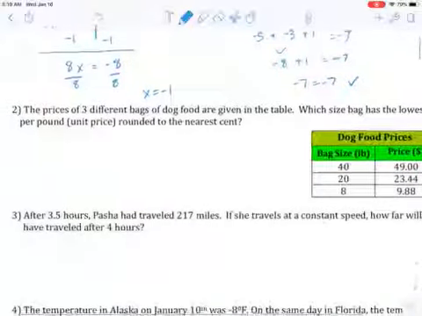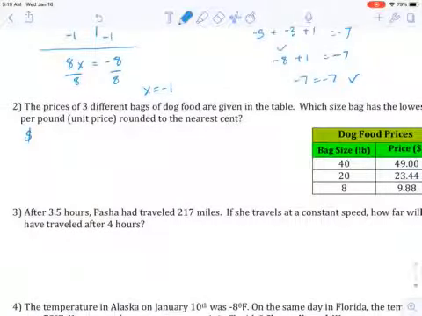Number 2, to find the unit price, always do dollars on top of pounds. That's the dependent variable. The first one, $49 for 40-pound bag is approximately $1.23 per pound.